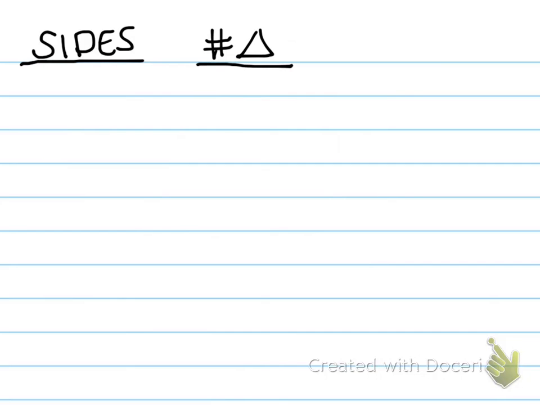To come up with a way to find the angle measures of any polygon, let's look at what we already know. So we're going to look at how many sides our polygon has. We're going to look at the number of triangles in that polygon. And then we're going to look at the sum of all the angles.